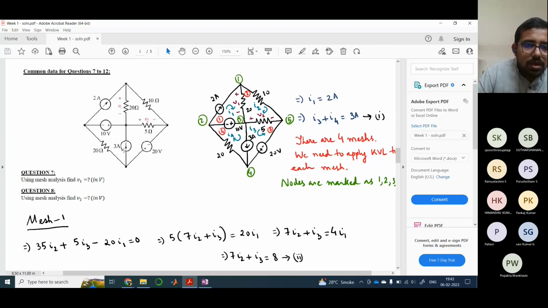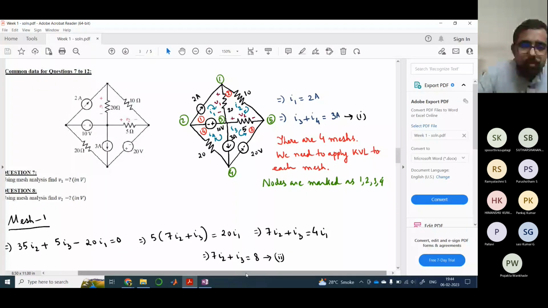As you can see, there are two independent current sources and two independent voltage sources, and there are four resistances. The values of these are mentioned here. There are four meshes. So what is a mesh? A mesh is basically a closed circuit through which a current flows.